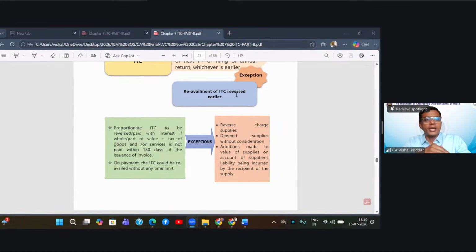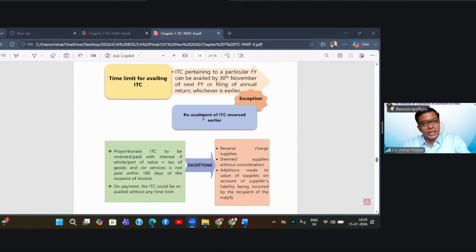Now, when you have reversed ITC, it means you have first claimed it in the 3B return and then you are putting it in the reversal tab. For such reversed ITC, whenever in future the conditions get satisfied and you become entitled to reclaim the ITC, the above time limit of 30th November will not apply. So for re-availment, there is no time limit. This time limit of 30th November of next financial year is only when you are availing the ITC for the very first time.